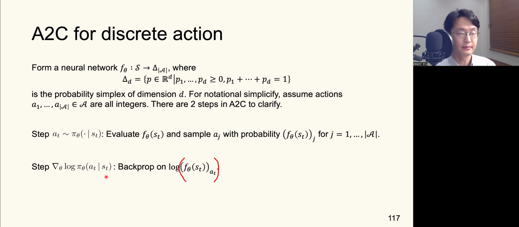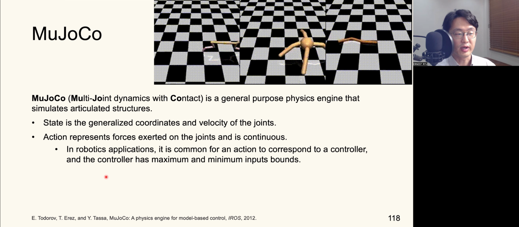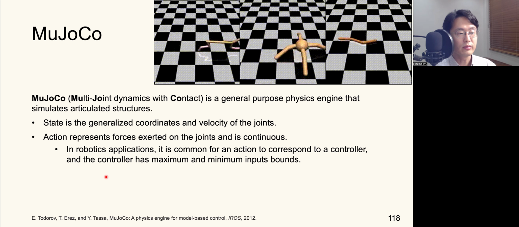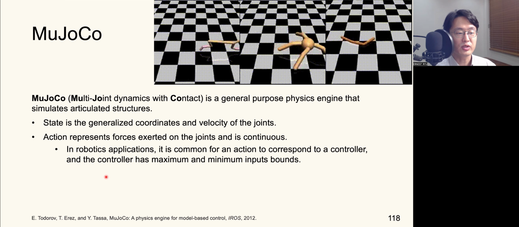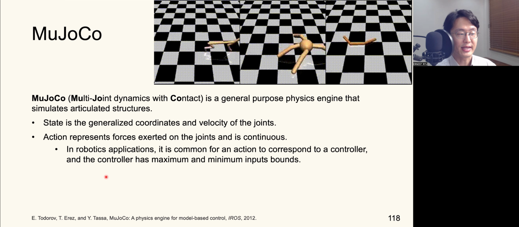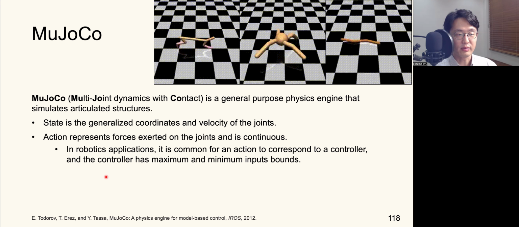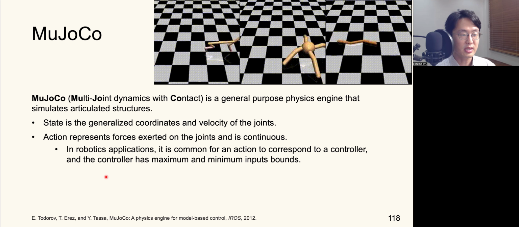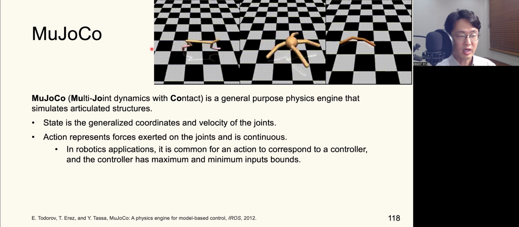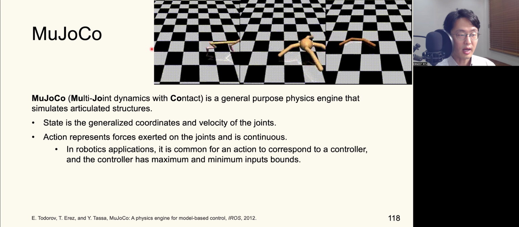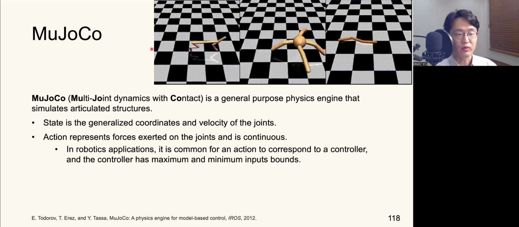Here's another environment in which A2C, these policy gradient methods, are used. So MuJoCo is the abbreviation of multi-joint dynamics with contact. This is a general purpose physics engine that simulates articulated structures. So articulated means you have limbs and joints. That's what articulated means. Here are some examples. So the MuJoCo environment comes with different animal-like structures with varying degrees of complexity.